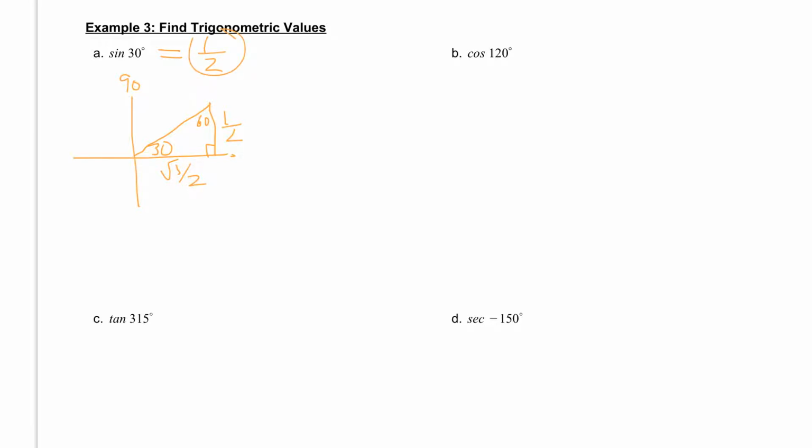Let's take a look at letter B, the cosine of 120 degrees. We need to first figure out where that is. So here's 0 degrees, here's 90 degrees, here's 180 degrees. So 120 has to be somewhere between 90 and 180, so we know that it's going to be in the second quadrant. So we're going to draw our triangle in the second quadrant. And then we're looking for our reference angle.